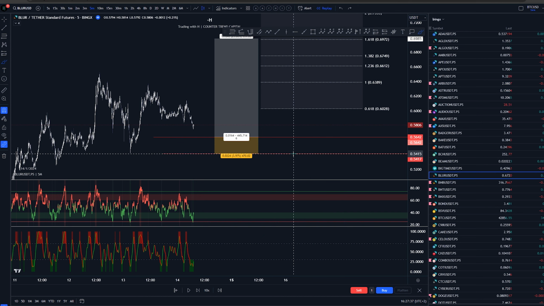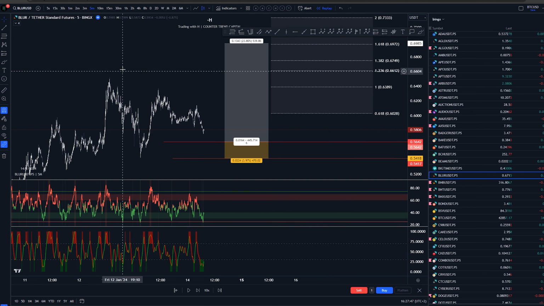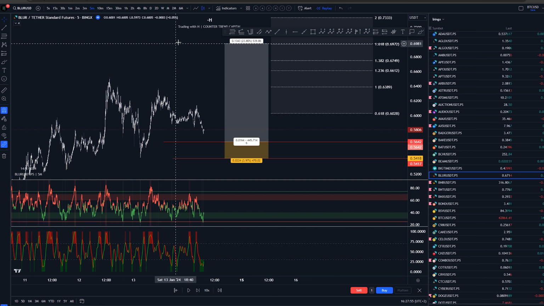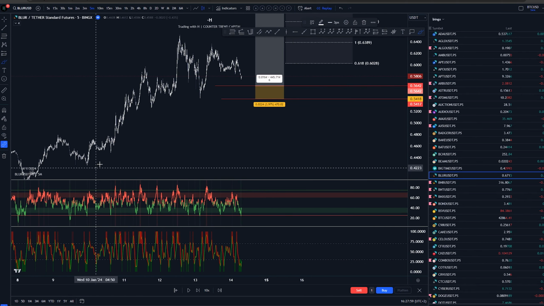This is a somewhat successful trade recap for Blur, but first, again, this was an interesting setup for me. Let's go through why I took this trade and what I was thinking while I was taking it, and why. So obviously we had a major move before here.